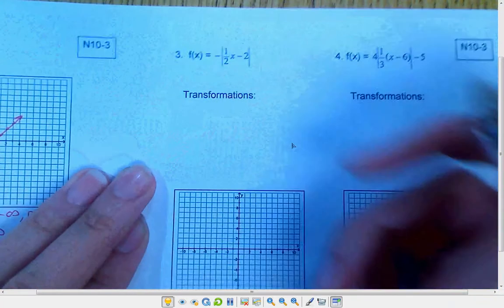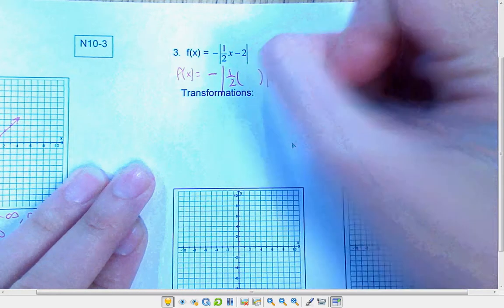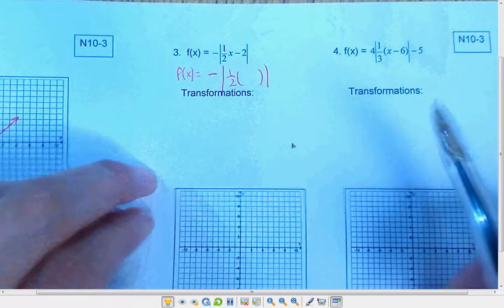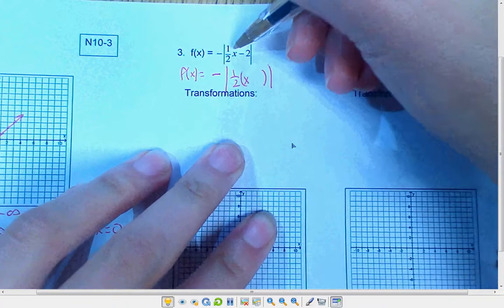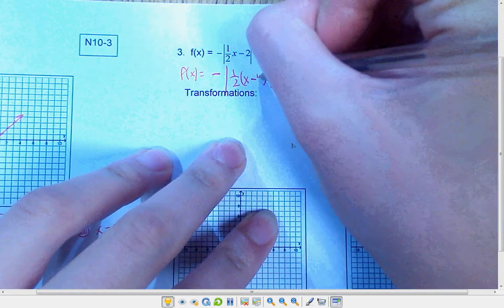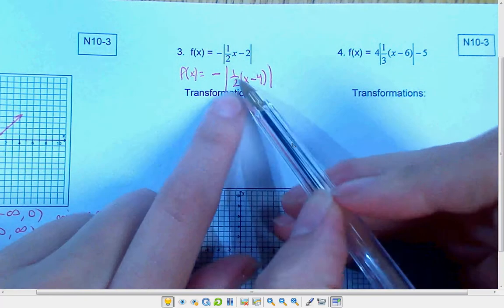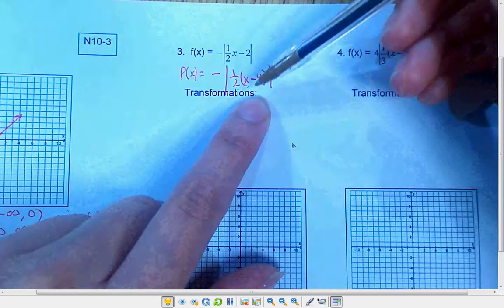Okay, let's look at number 3. So again, just like the one we just did, we need to have a parentheses separating this 1/2 from the negative 2. So we're going to factor this 1/2 out. When you divide 2 by 1/2, it's really the same thing as multiplying by 2. So this gives you x minus 4. Because think about if you were to distribute it back out to this, 1/2 of 4 gives you 2. So this is now going to be a 4.